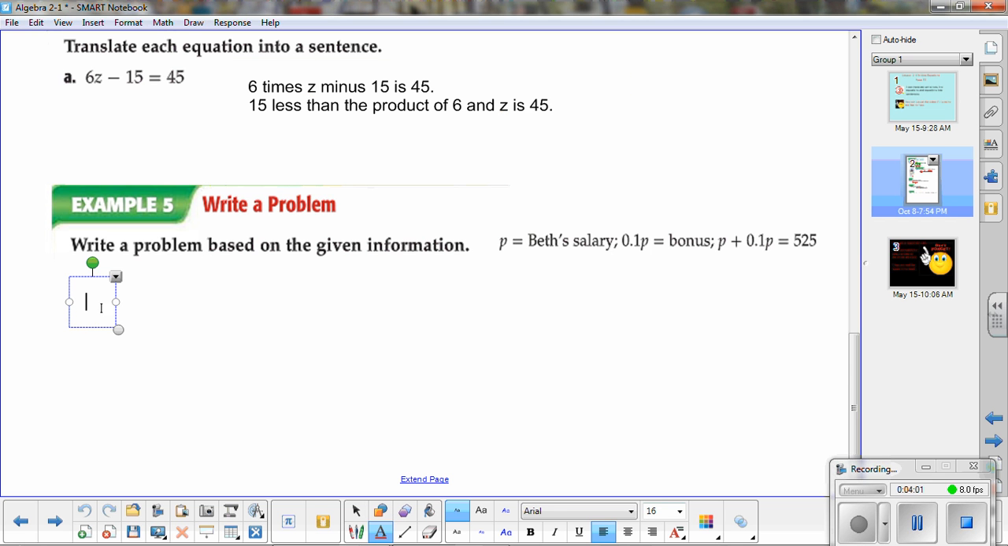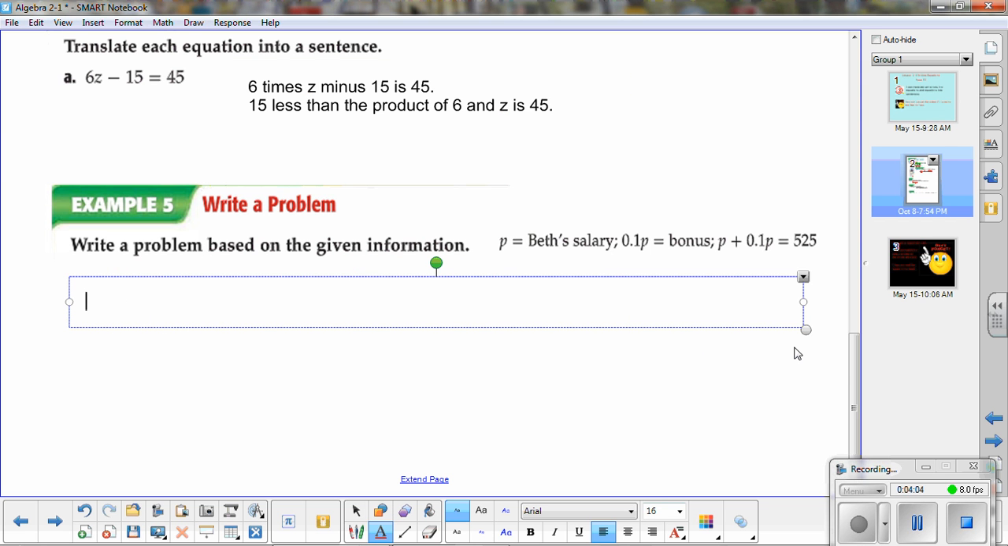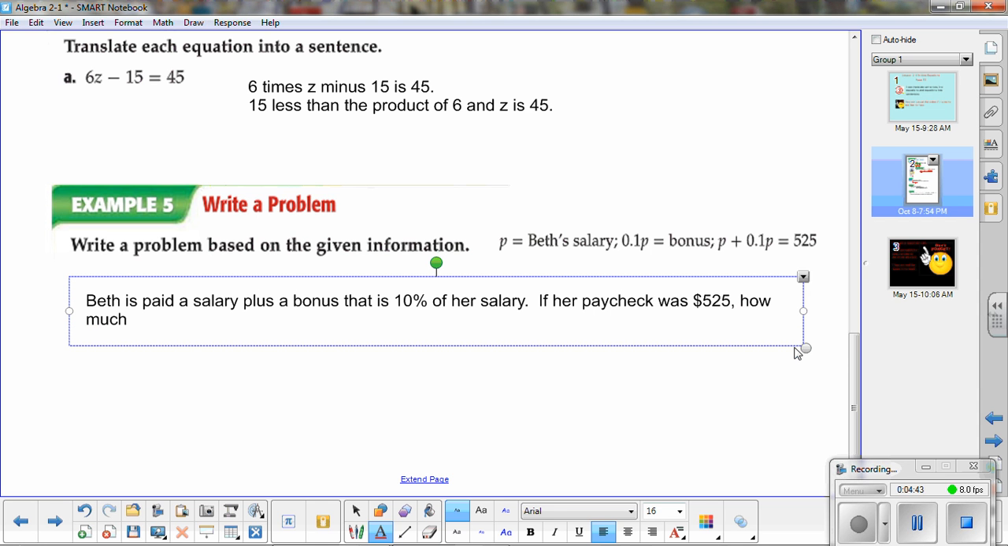A problem you could write with this information might be something like Beth is paid a salary plus a bonus that is 10% of her salary. If her paycheck was $525, how much was her salary?